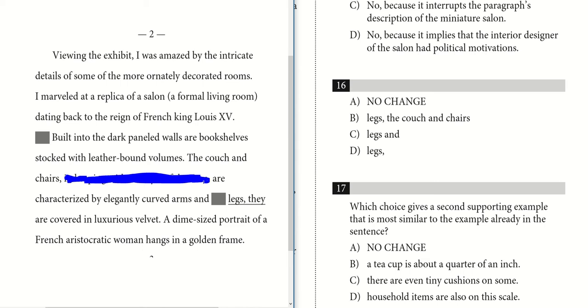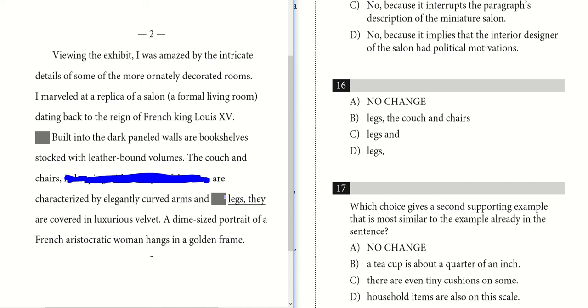So now that we've removed that, let's take a look again. It's just the couch and chairs are characterized by elegantly curved arms and legs. They are covered in luxurious velvet. So it's a little bit even easier to read, right? Again, remove the unnecessary stuff. So the problem here at the moment is that you have two complete sentences with no conjunction, right? The first complete sentence is subject, the couch and chairs, verb, are, and then they're characterized by elegantly curved arms and legs.